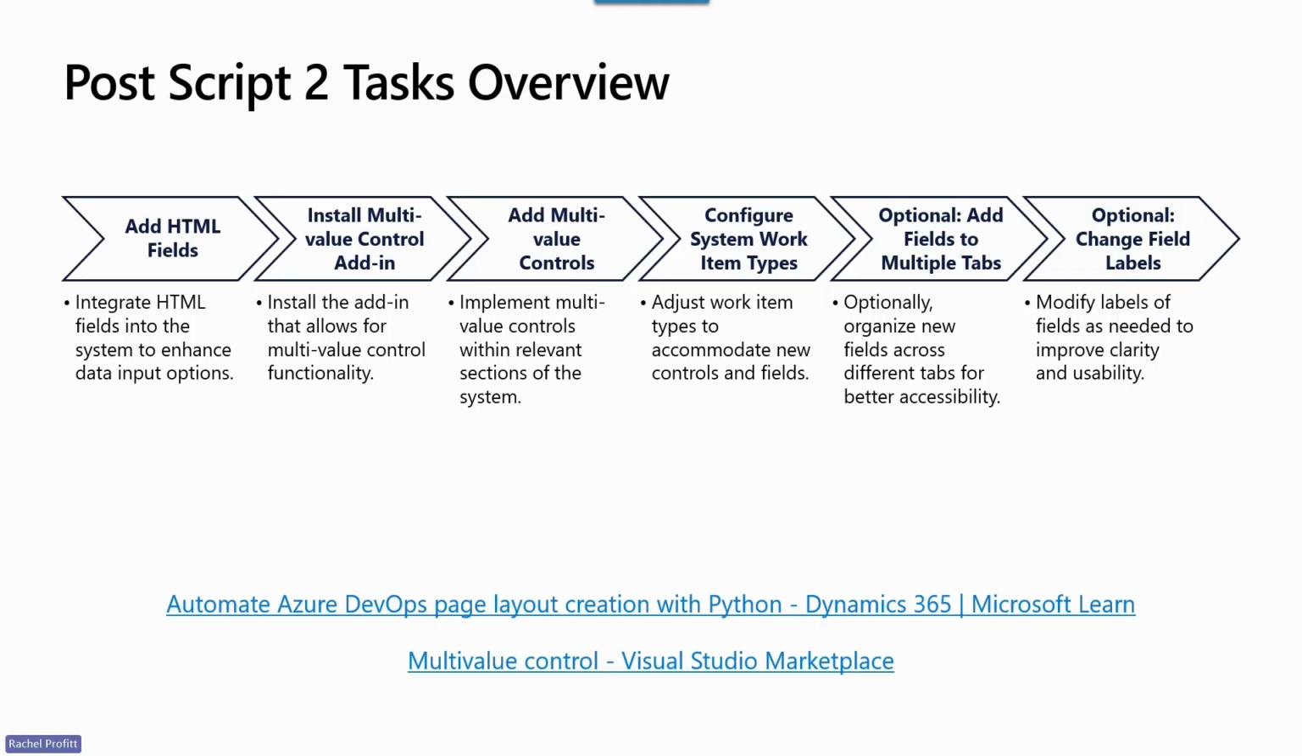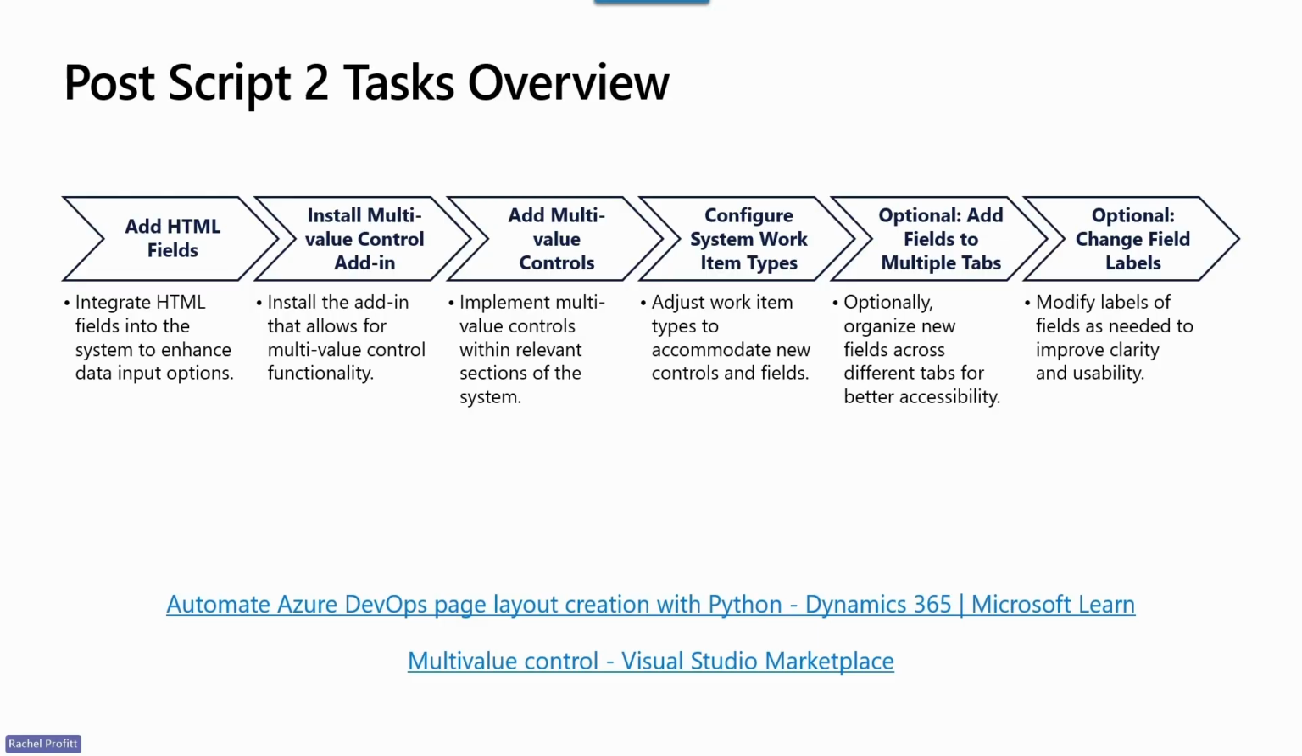We also have a handful of fields that are like a drop-down box or pick list that is actually a multi-select. And in order to make that work, you have to install an add-in called the multi-value control in your Azure DevOps project. Once you've installed that add-on, you can manually configure those controls so that it will allow you to have the drop-down boxes.